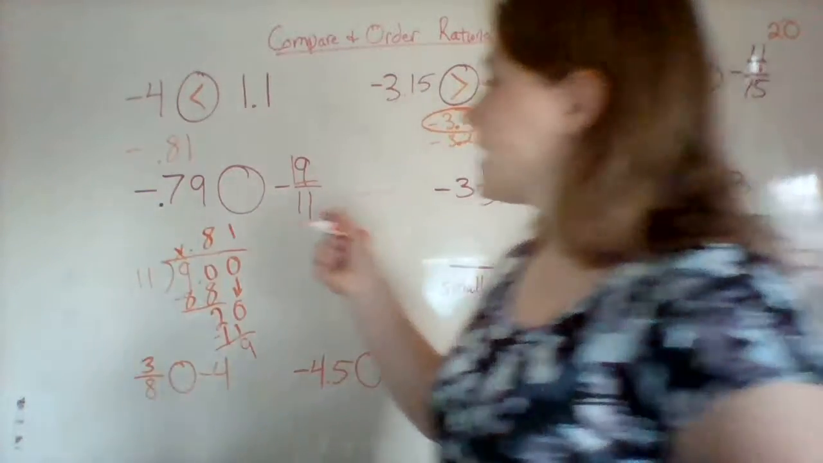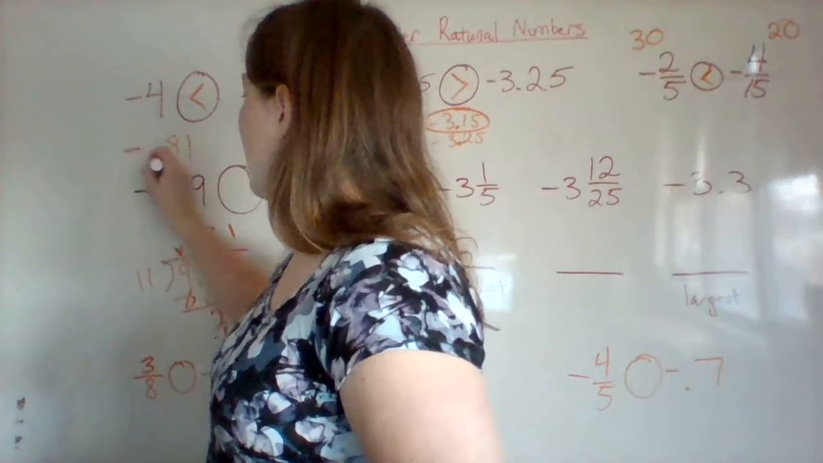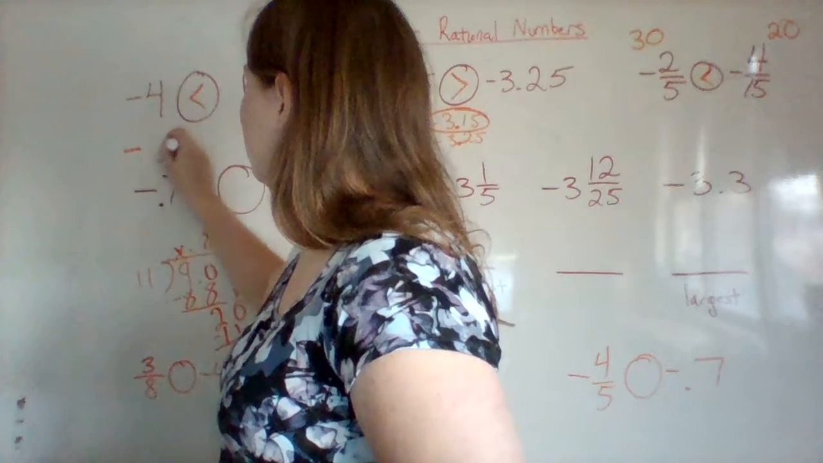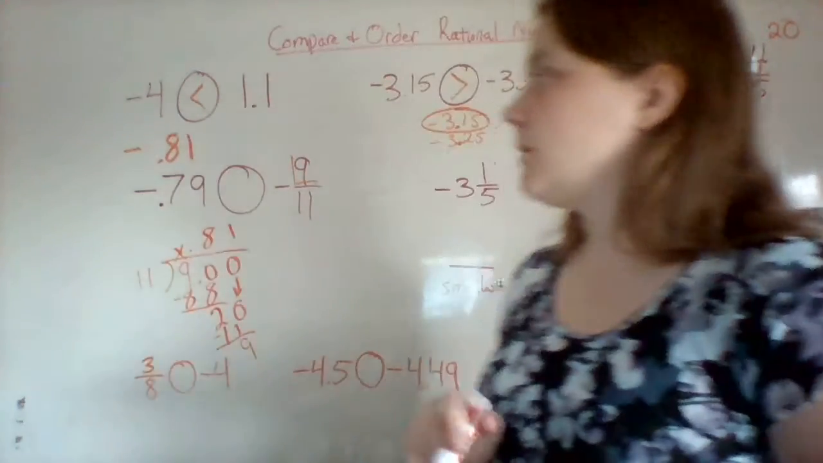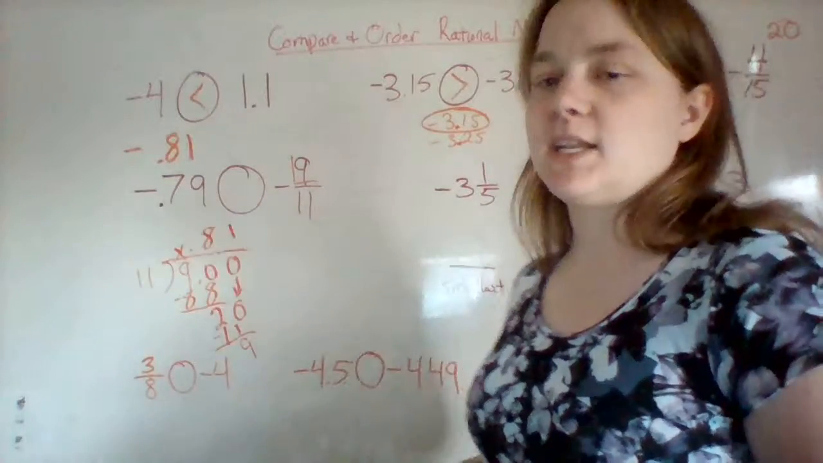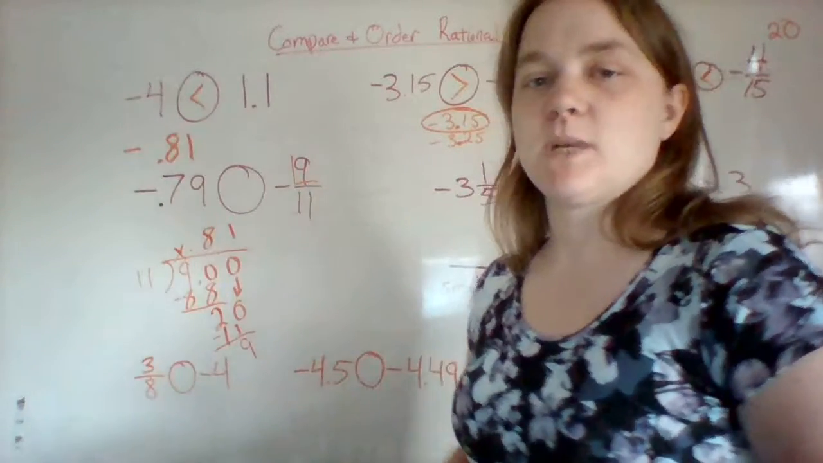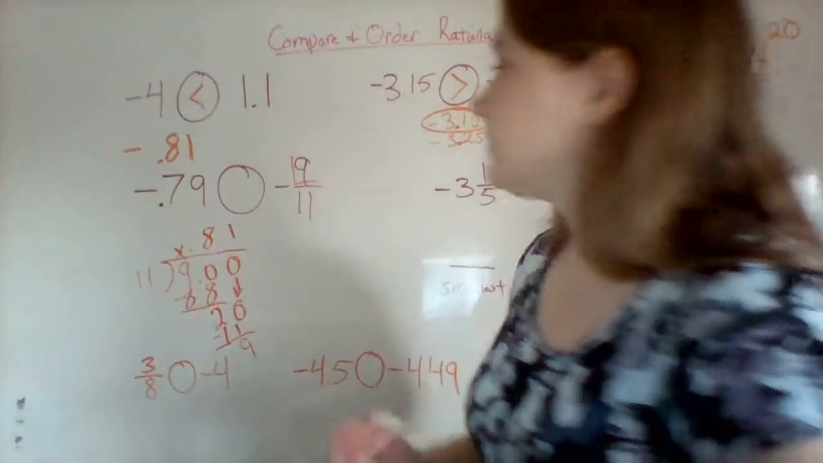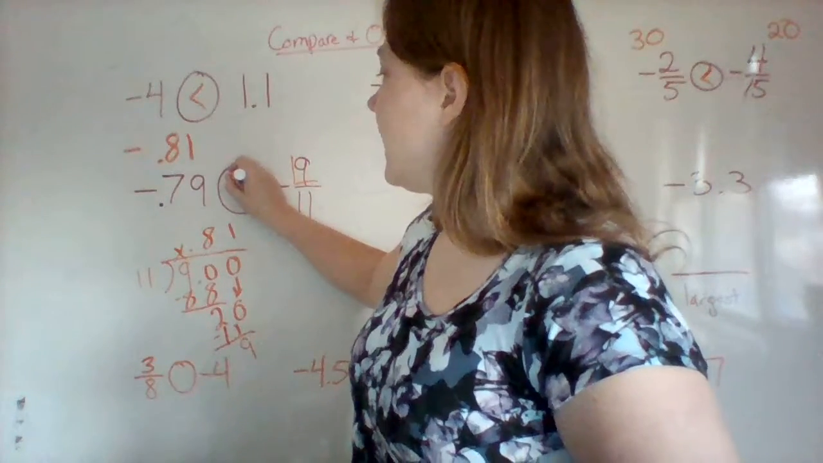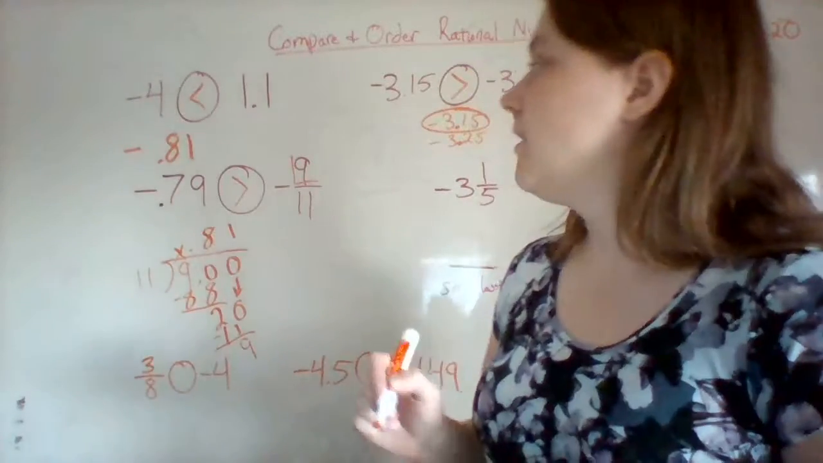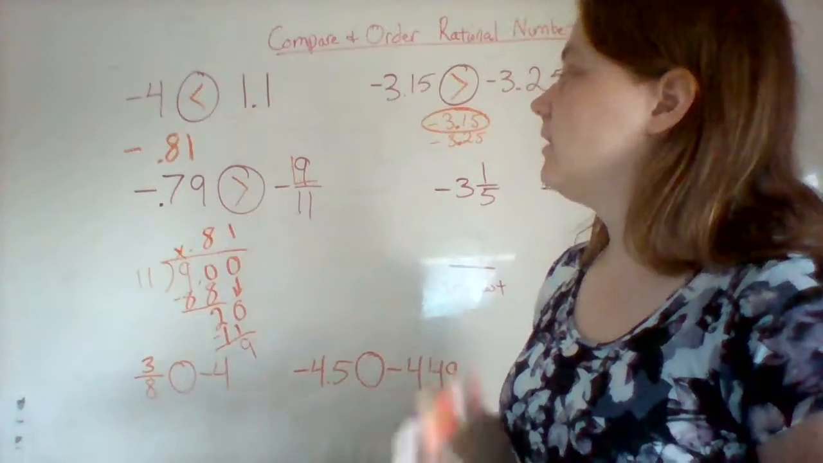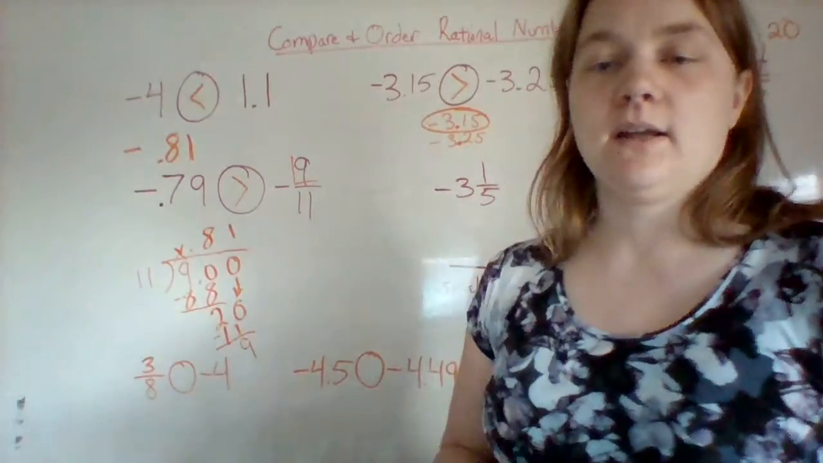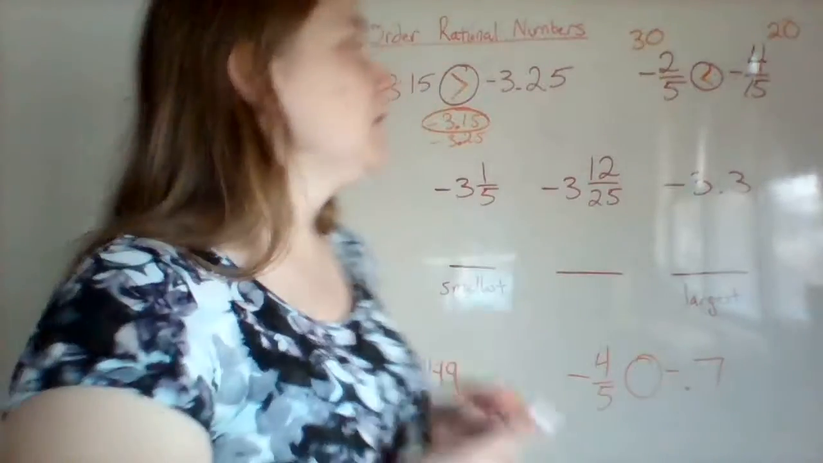If I was owing someone money, I would much rather pay them 79 cents than 81 cents because we know that those 2 pennies are going to make a huge difference. But you got to bear with me. So, -0.79 is greater than -9/11.